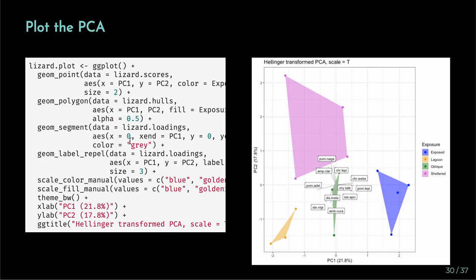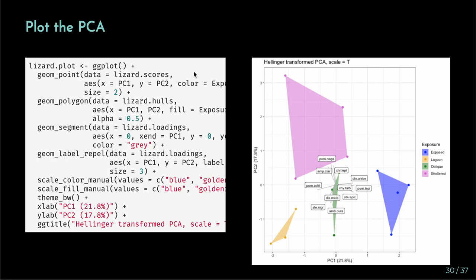And then we plot this, and it actually looks a lot nicer than it did earlier. So this is the same plot, same data, but Hellinger transformed in this case. This is a really nice looking PCA. I don't mind this at all. And it tells us a lot about the data.